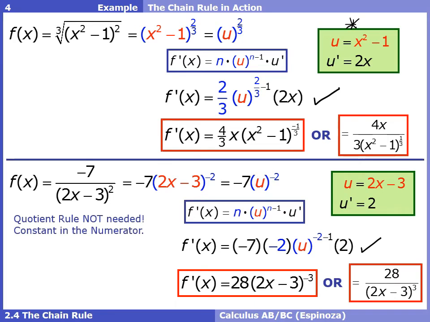Just like above, if need be, you can rewrite this answer with a positive exponent. Since we have a negative power, we can make it positive by sending it to the bottom of a fraction. So the 28 stays in the top, and we'll send the 2x minus 3 to the positive third power down to the bottom.